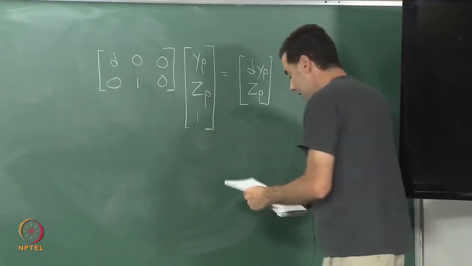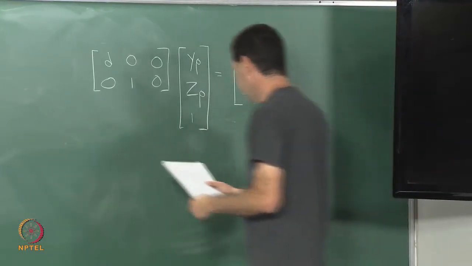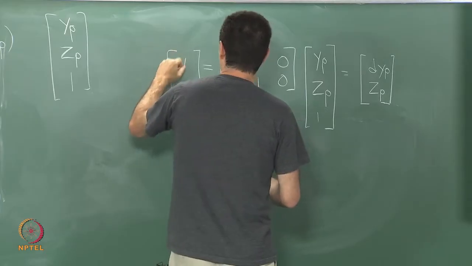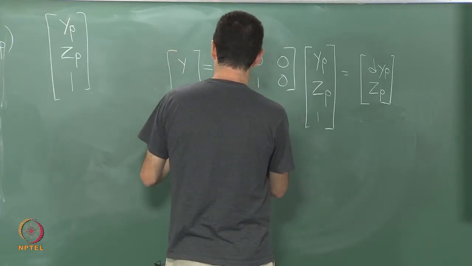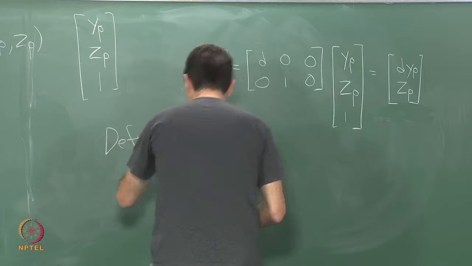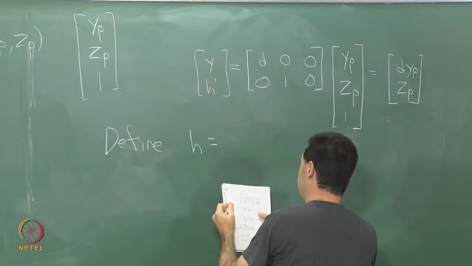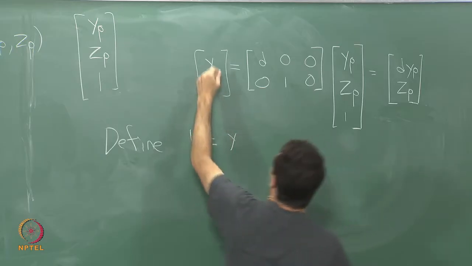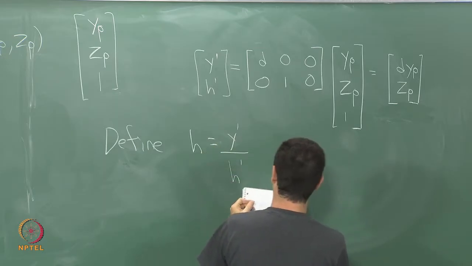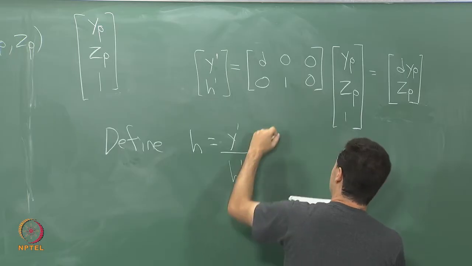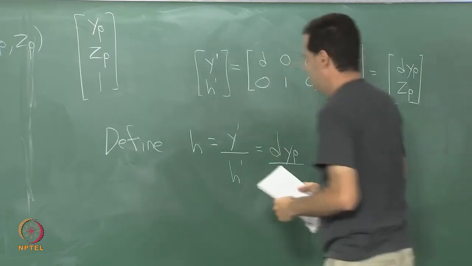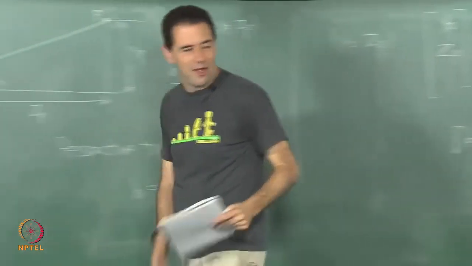That cannot be right. So we have this, and I want to declare that this is y prime and h prime, and then I will define h equals y prime over h prime, which when I multiply everything out becomes d yp divided by zp, which I think is this expression here. So what the heck have I done, right?